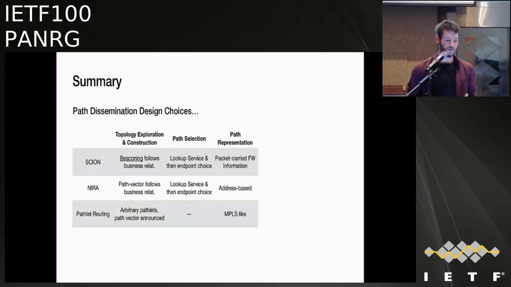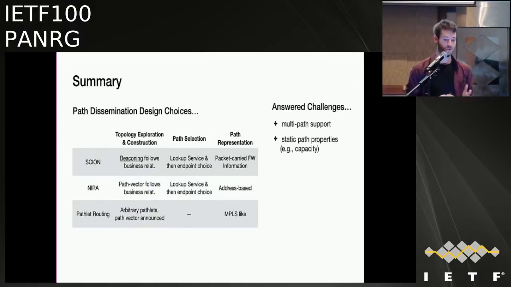Now, in order to conclude my presentation, this table summarizes the design choices that are made by some prominent proposals in the area. But the important takeaway message is that there has been significant work in this area that answers some of the questions that have been raised by the Path-Aware Networking Research Group. For example, how to provide native multipath support, or how to disseminate static path properties such as link capacities.